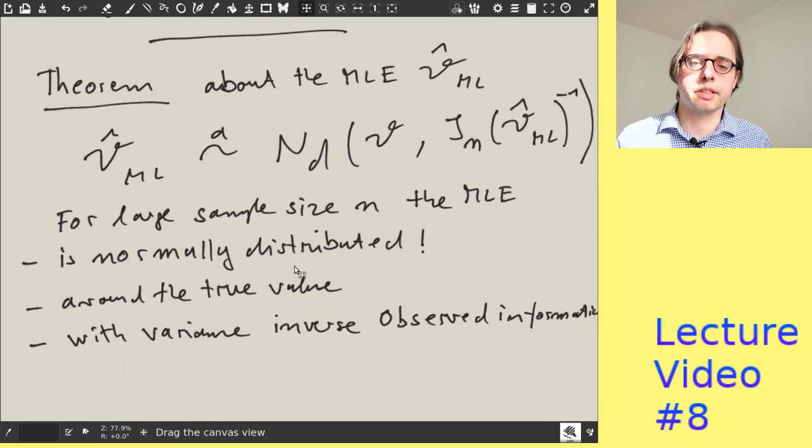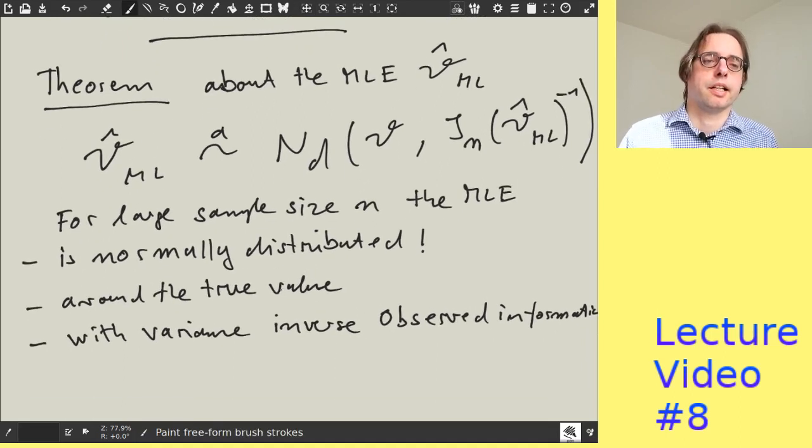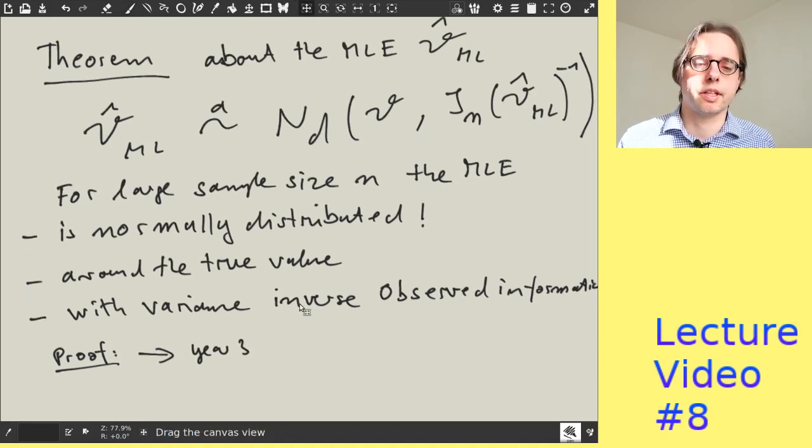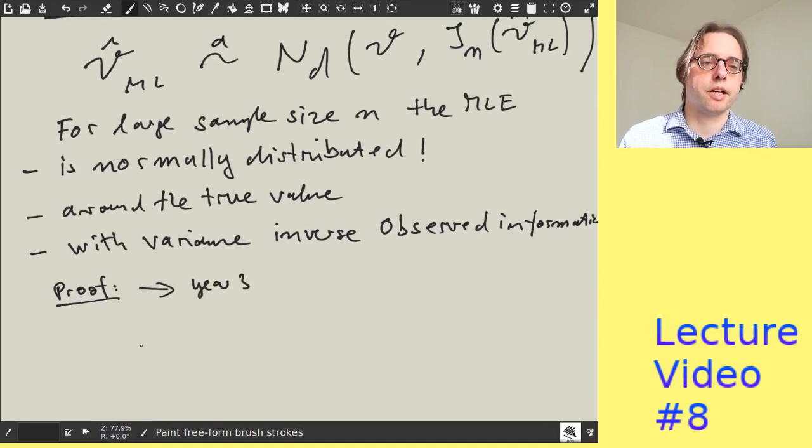So how do you prove this? So basically you take the quadratic approximation that we did before, and then you apply some asymptotic arguments. In this course we won't work out the mathematical details because this requires regularity conditions. So the proof will be done in year 3 in the statistical inference course.